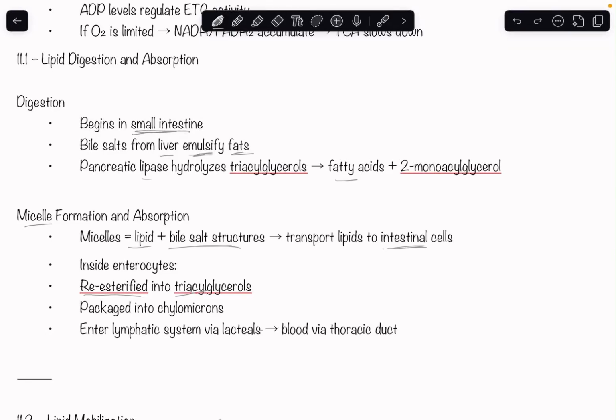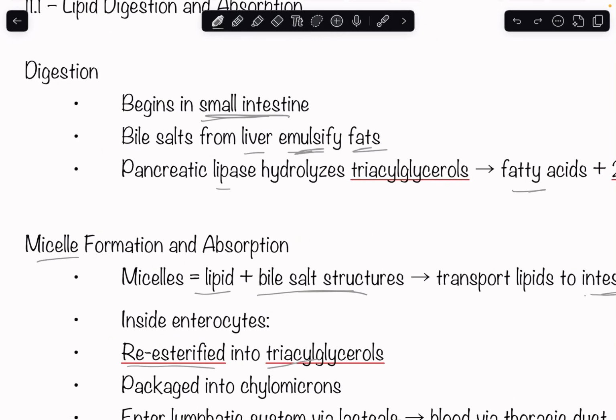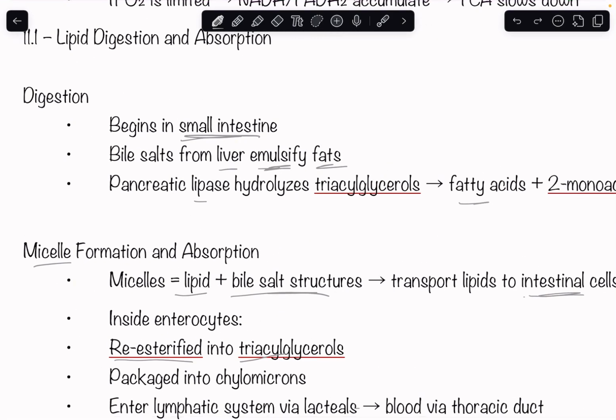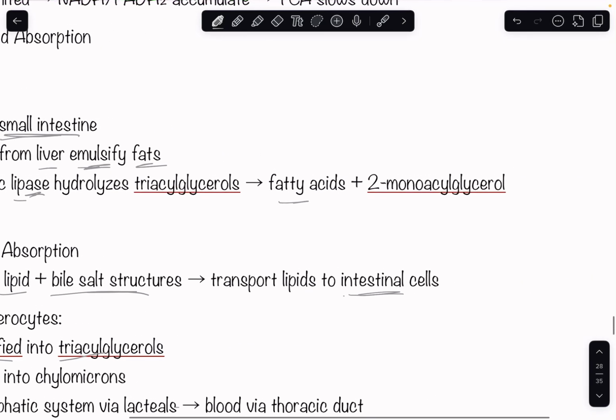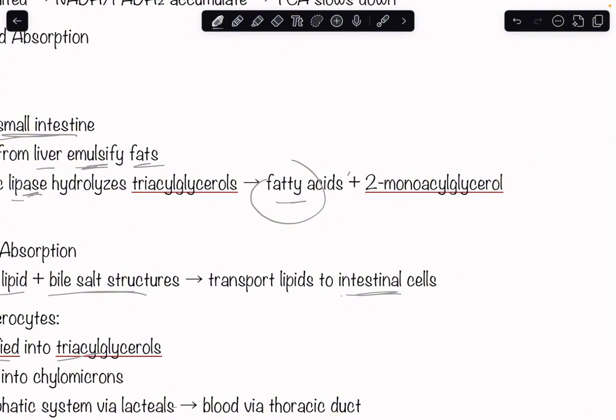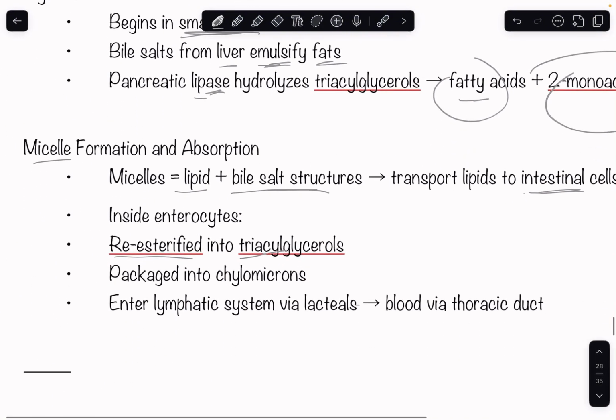Let's talk about lipid digestion and absorption. Digestion begins in your small intestine, and bile salts from the liver emulsify fats, meaning bile salts from your liver break down fats. Pancreatic lipase, what does pancreatic lipase do? The -ase tells us this is an enzyme that hydrolyzes triglycerides. What we do is break the triglycerides into fatty acids and glycerol molecules.